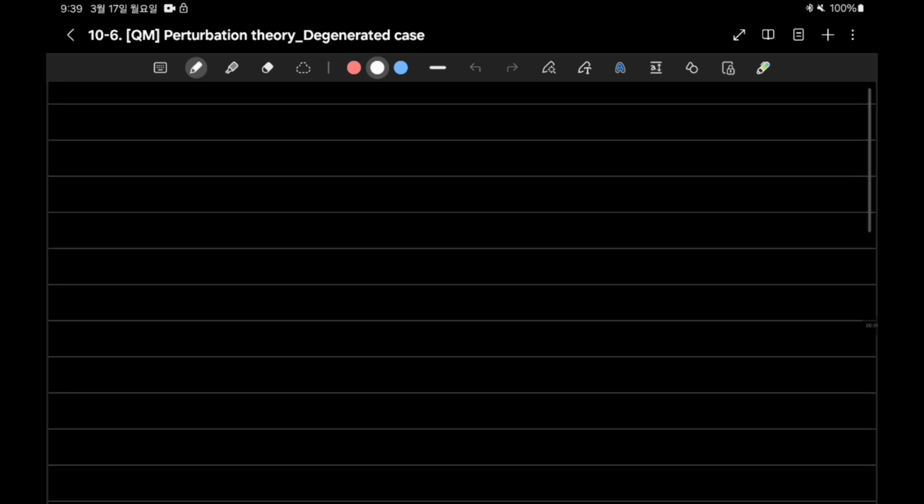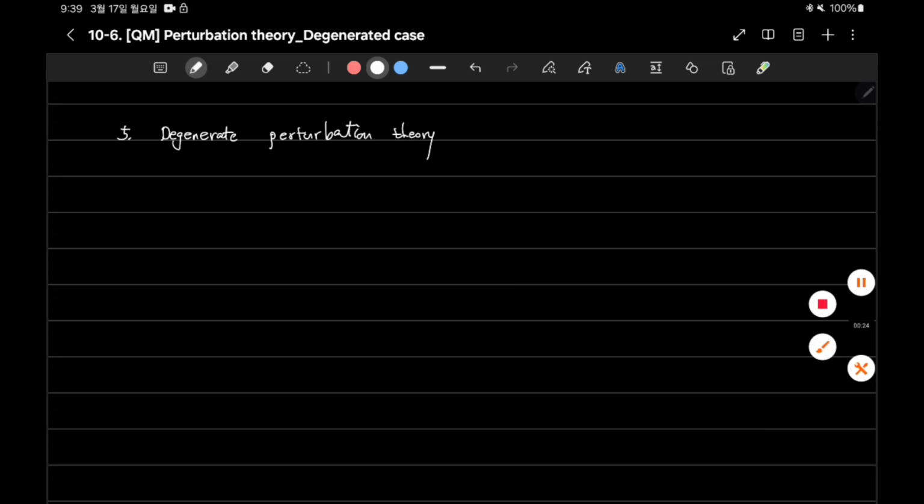Now we discuss perturbation in the degenerate case, degenerate perturbation theory. In the previous lecture, we talked about the non-degenerate perturbation case.